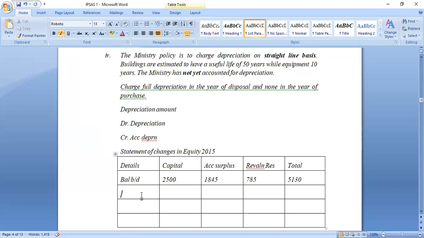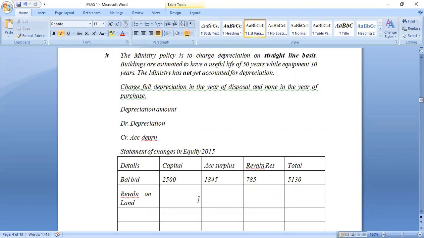So in this case, if you had additional capital, you would add that additional capital and you put the amount. But we don't have anything to do with capital, but we have revaluation reserve. So here you come and say we had one on land, a revaluation on land, and it was a gain. So gains always increase revaluation. That's why we ended up crediting it there.